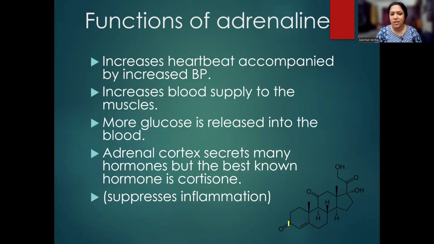more glucose is released, and the adrenal cortex secretes many other hormones. But the best known is cortisone. Now here I have started with the adrenal cortex. Till that time it was all about adrenaline. Now what is the adrenal cortex? The outer layer. It secretes the hormones which are called cortisone, and it suppresses inflammations.